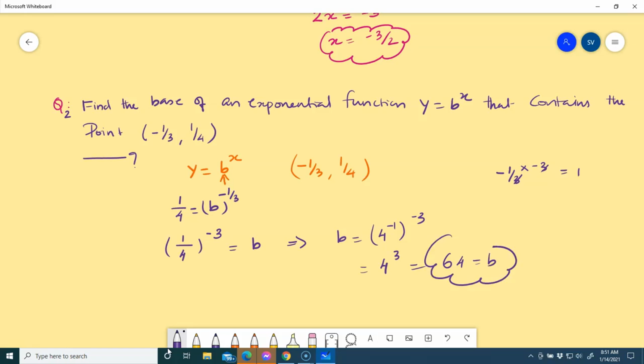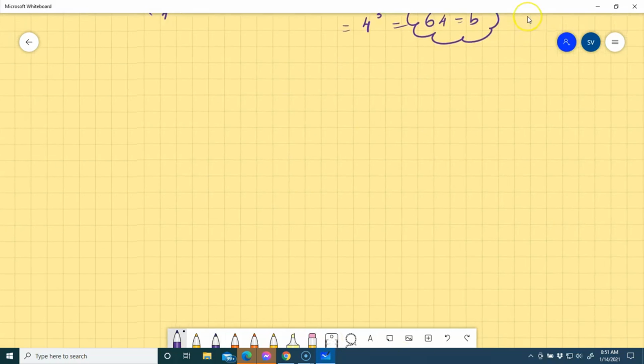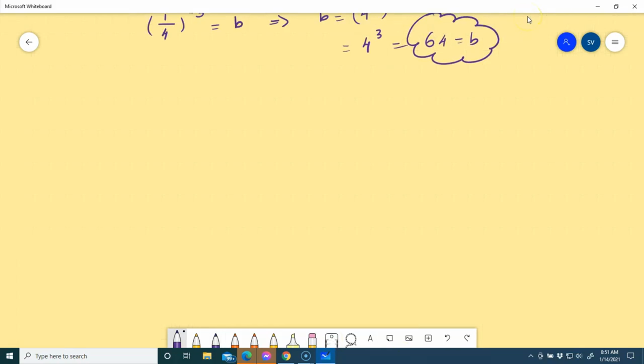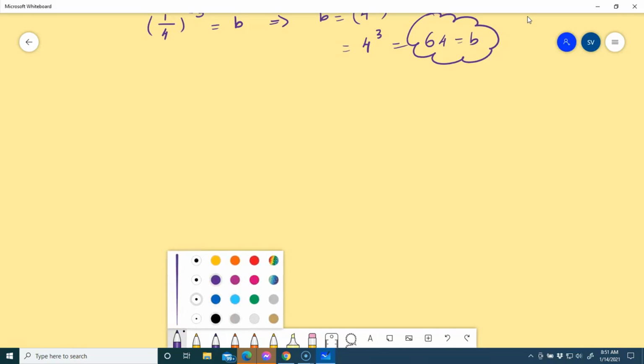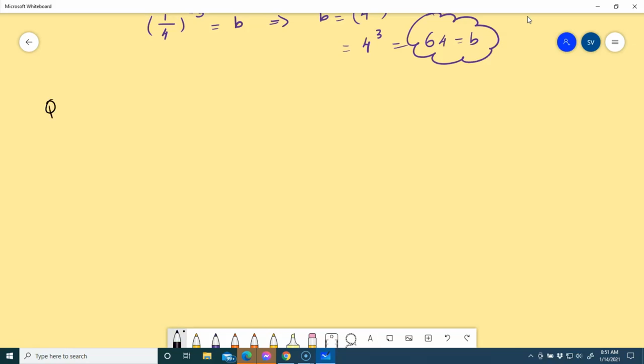So guys, I believe that explains it well. I have a few more problems to share with you at this point to understand more about this exponential function. Okay, one more problem. That is question number 3.